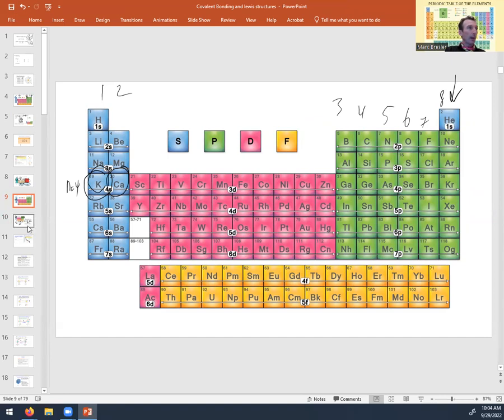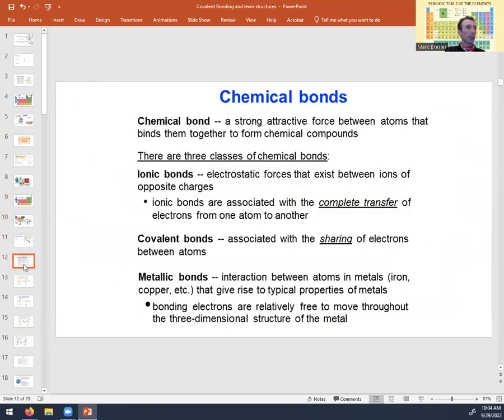So thinking about that going forward, this affects the type of bonds. There can be ionic bonds and covalent bonds. Those are the ones we'll mostly be focusing on. And there's also metallic bonds.